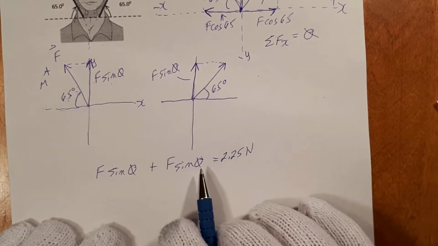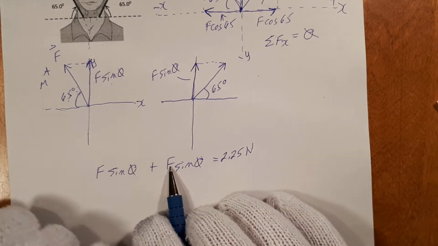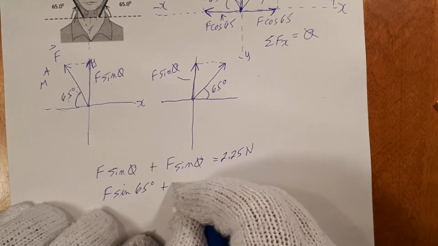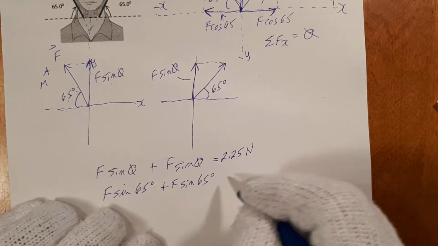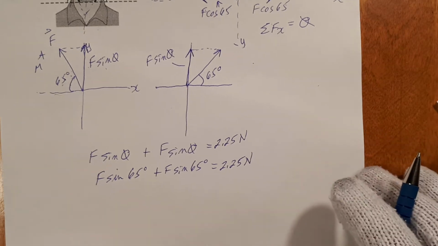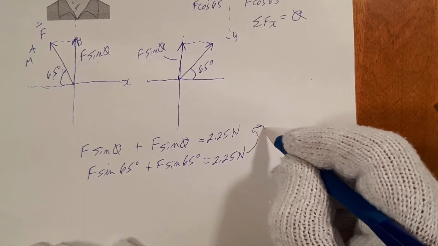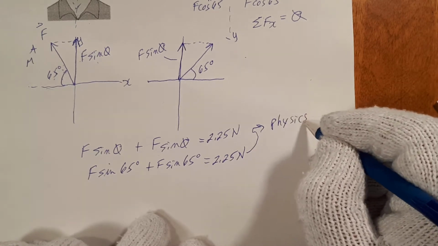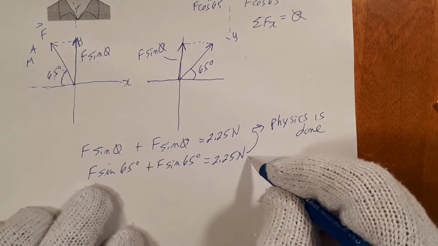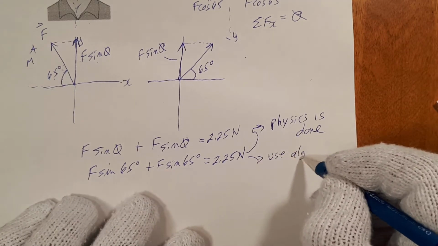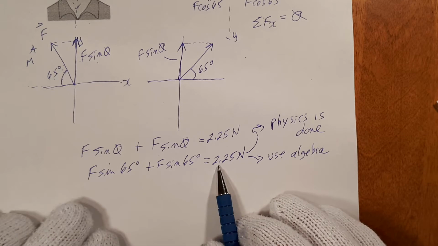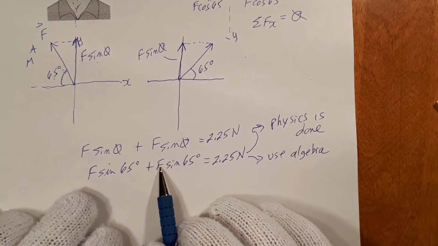Putting in the numbers now, because we know what the angle theta is, and we're looking for the value of f: f sine of 65 degrees plus f sine 65 degrees is equal to 2.25 newtons. At this stage of the game, the physics is done. What we need to do now in order to solve the problem is use algebra. So let's go ahead and now just use algebra in order to solve for f, the value of the force.